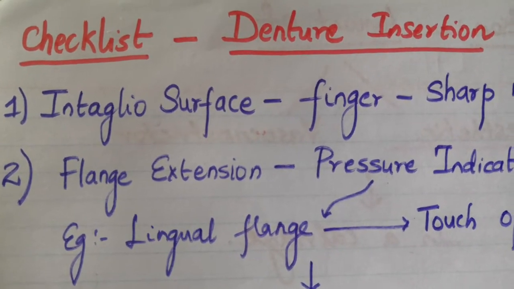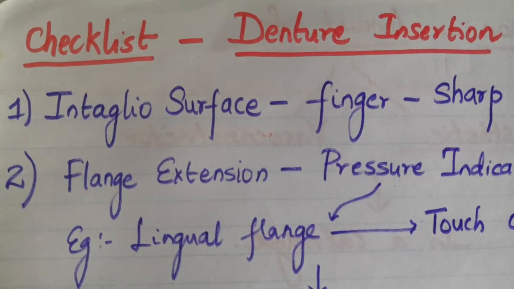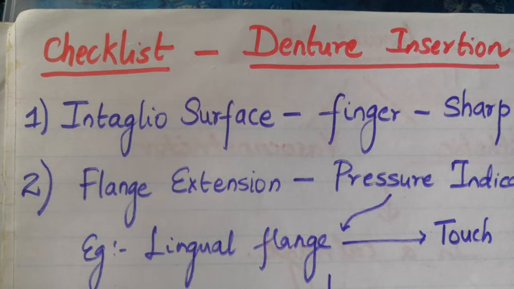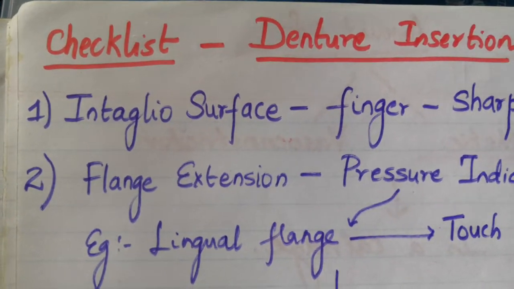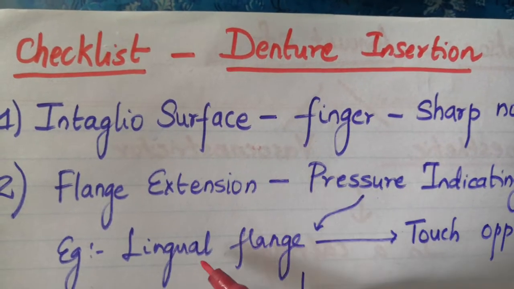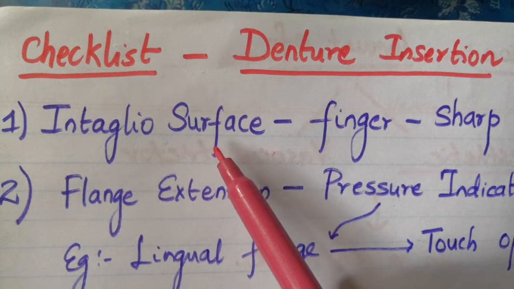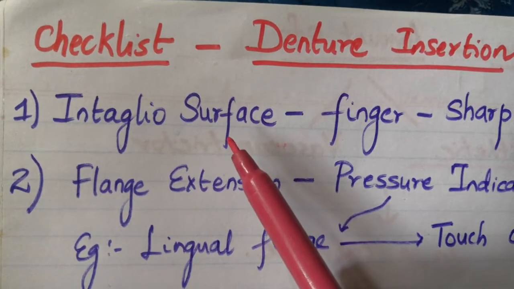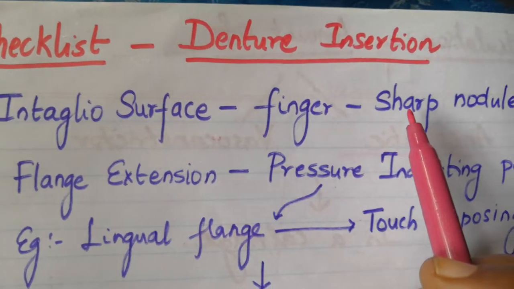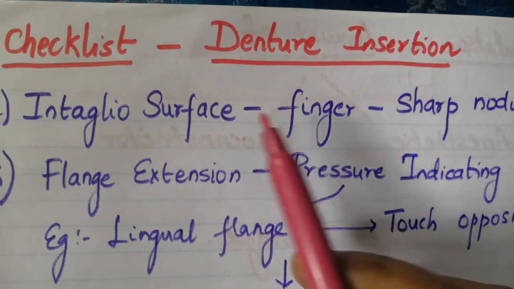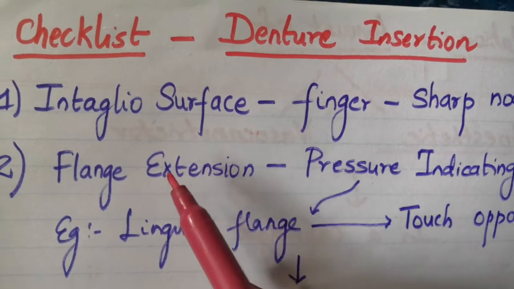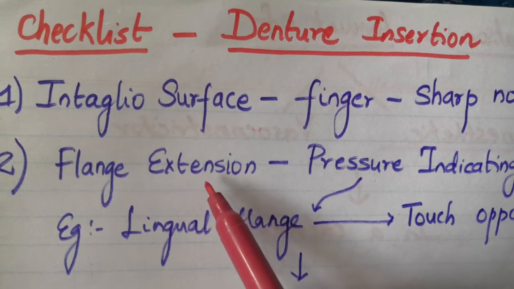I'm Dr. Mohanapriya. This topic is on the checklist you have to look for while doing a denture insertion. First, whenever the denture is received from the technician and the lab, check the tissue contacting surface, that is the intaglio surface, with your own finger to find out whether any sharp nodules are present on it before even placing it into the patient's mouth. If so, reduce it and smoothen it.